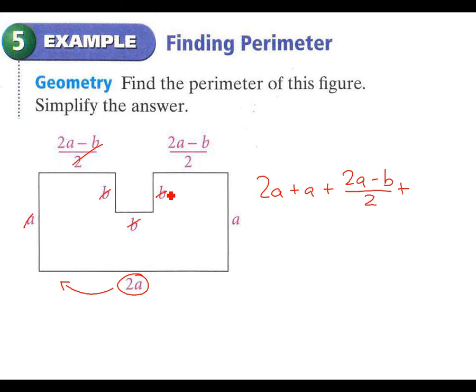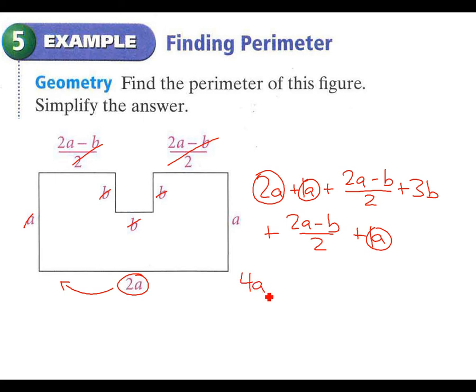Plus, and let me just get them all right here. I'm going to combine them as we go. Plus 3b, plus (2a minus b) over 2, plus another a. All right, so let's combine our like terms here. So the first thing I see is a's. Let's get those. I see 2, 1 more is 3, 1 more is 4. So there's 4a.